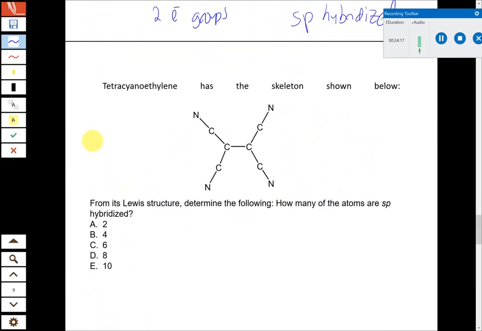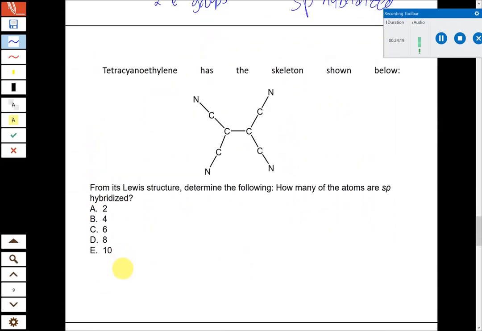All right, and then this next problem that deals with hybridization is a little bit more involved. So we gave you a skeleton structure for tetracyanoethylene, and we want to determine the following: how many of the atoms are sp hybridized. So again, it is helpful for this to fill in the whole Lewis structure.